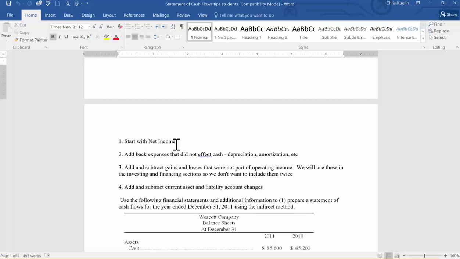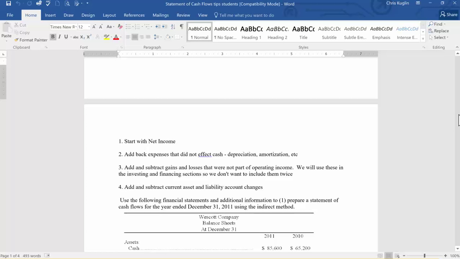And we go through the simple process of one, start with net income, two, add back expenses that did not affect cash, such as depreciation and amortization. Then we're going to add and subtract gains and losses that are not part of operating income. They are a result of buying and selling long-term assets. And finally, we will be analyzing the current asset and liability account changes because they will have an effect on how cash actually flowed in and out of our business.